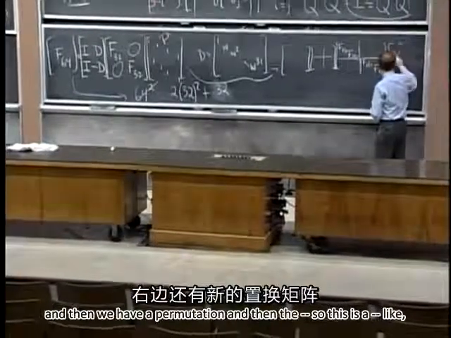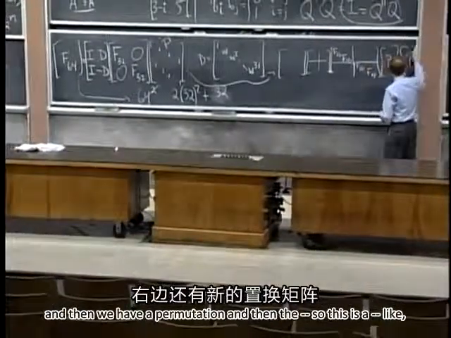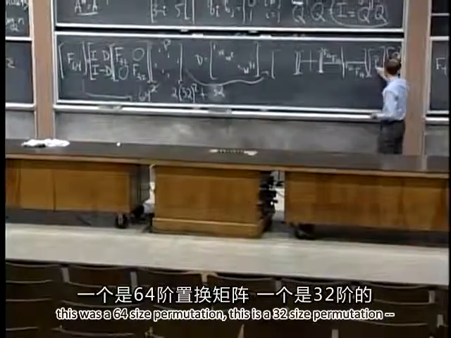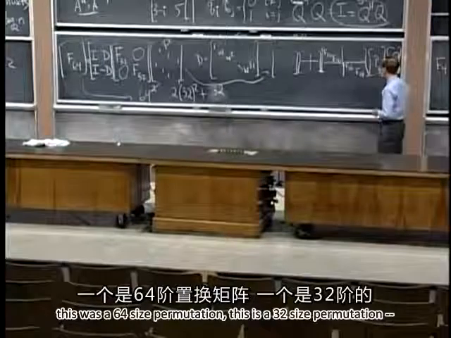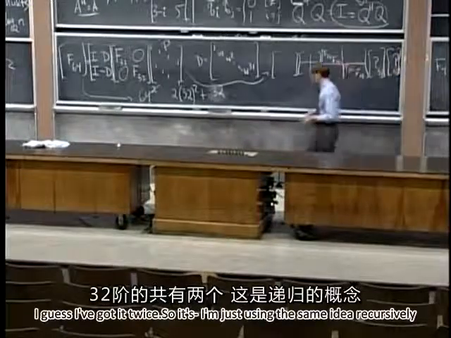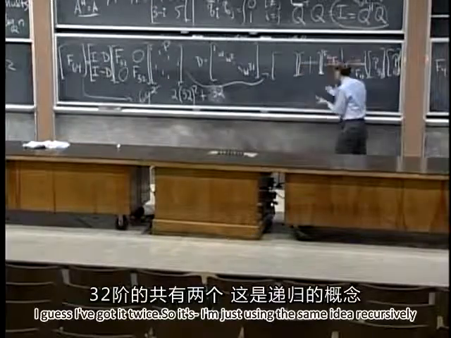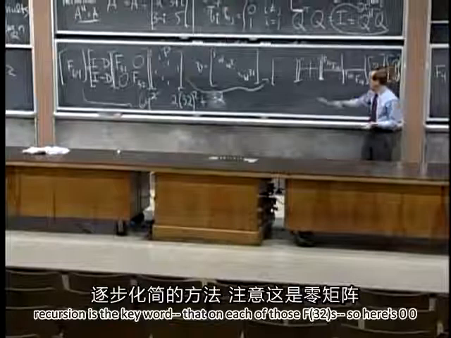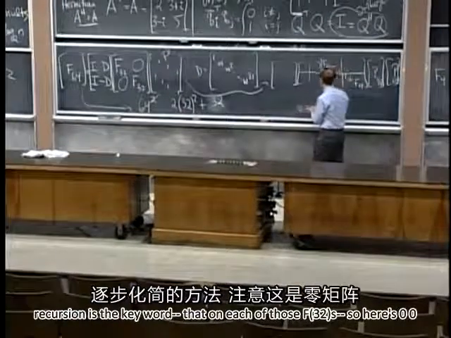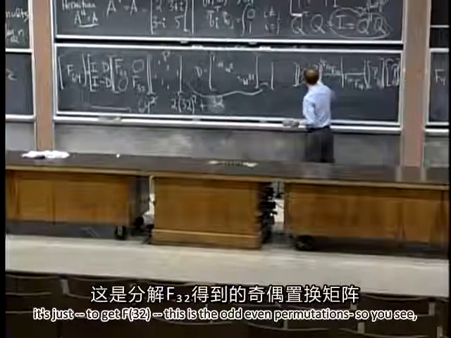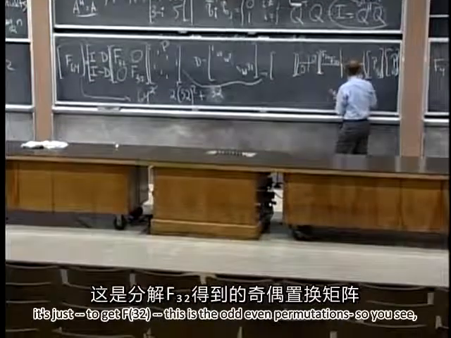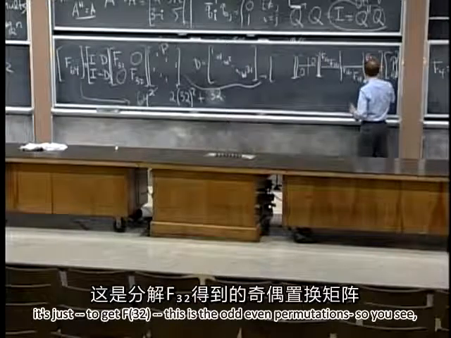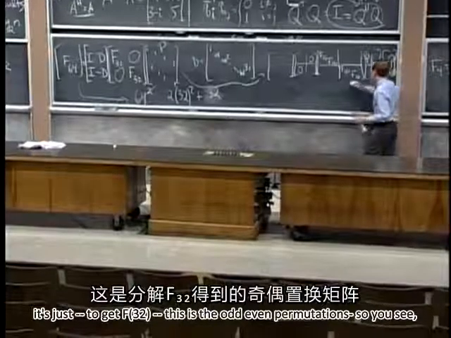And then we have a permutation. This was a 64 size permutation, this is a 32 size permutation. I guess I've got it twice, because I'm just using the same idea recursively. Recursion is the key word. On each of those F32, so here's 0, 0. It's just to get F32, this is the odd even permutations.